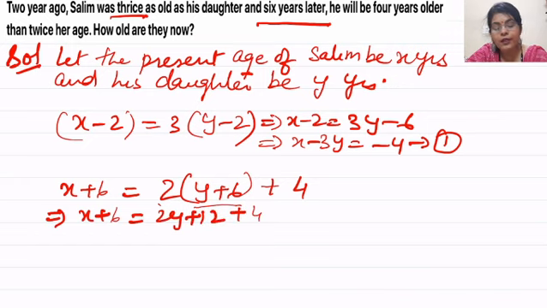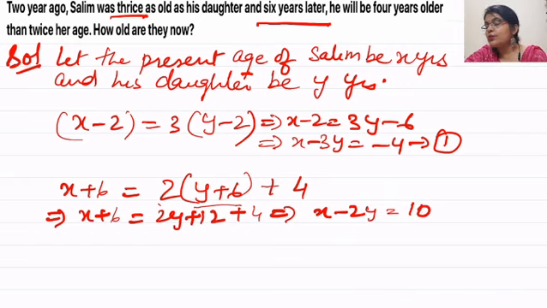So what do we get here? X minus 2y is equal to 12 plus 4, 16, 16 minus 6 is 10. So x minus 2y is equal to 10. This is our second equation. So we have got our two equations.